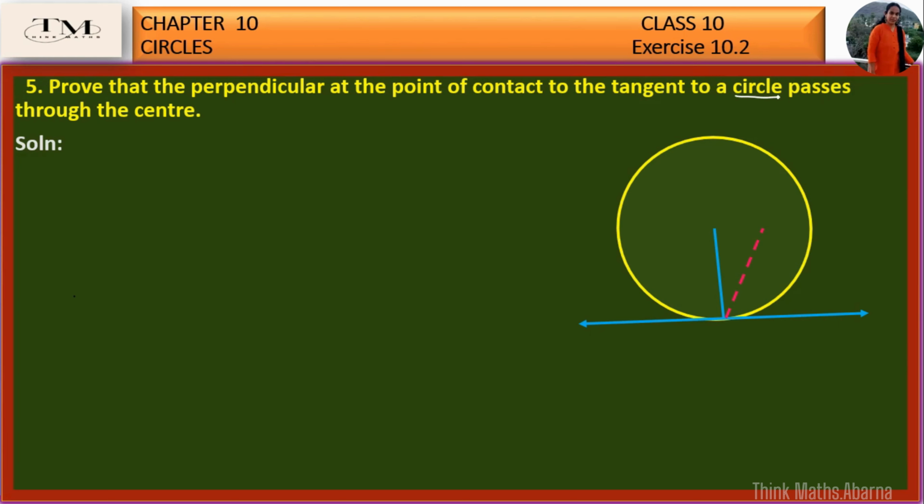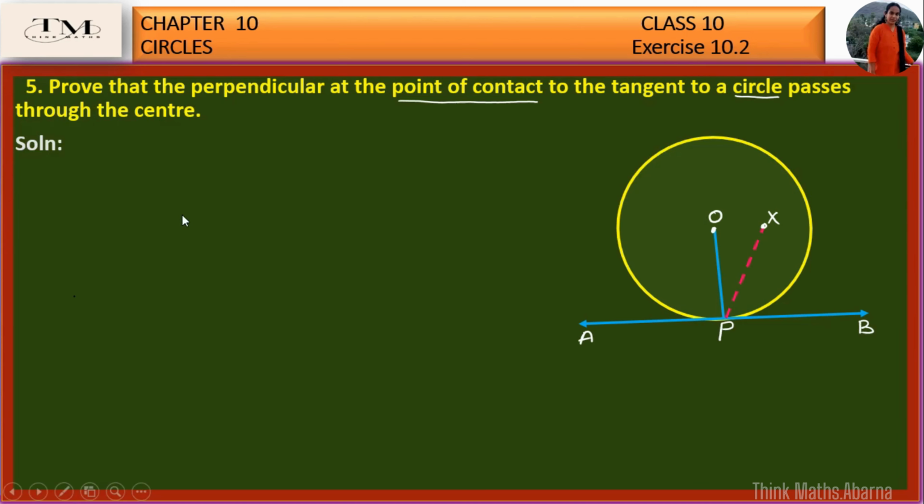So, here for a circle, we are going to draw the tangent. AB is the tangent, it meets the circle at P. So, P is the point of contact. Let us take O, the center of the circle. So, OP will be the radius of the circle. For a contradiction, we are going to take a point X such that XP is perpendicular to AB. Let us see what will happen to this contradiction.